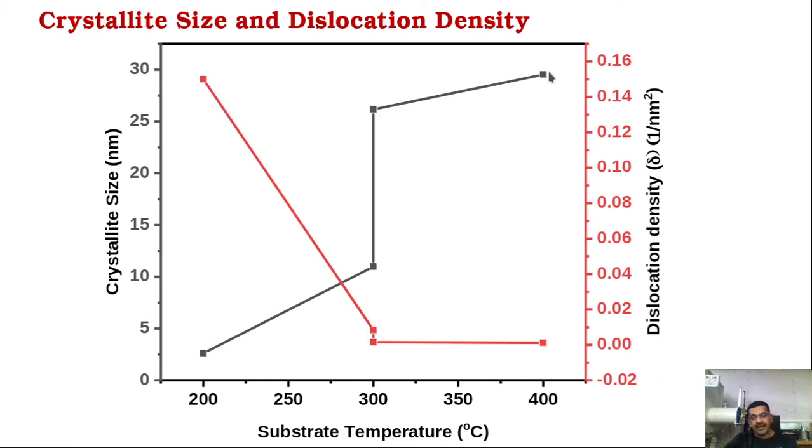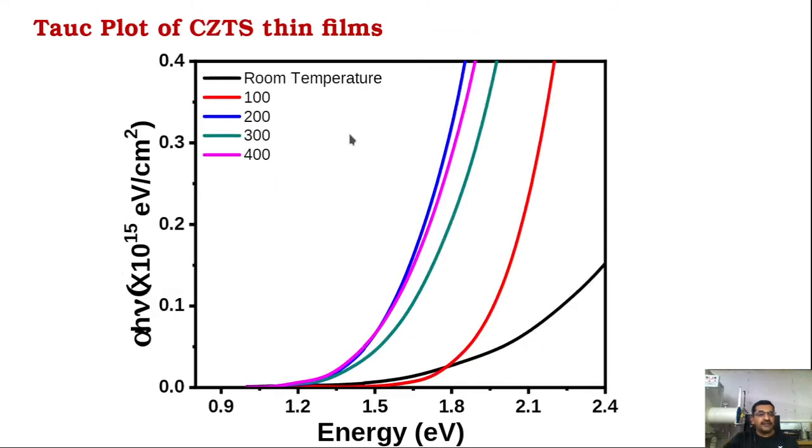On the other hand, when I say the crystallite grows bigger upon increasing temperature, definitely whatever dislocations and voids are there, they are going to decrease. So this plot depicts exactly what I have told you. This is the top plot.